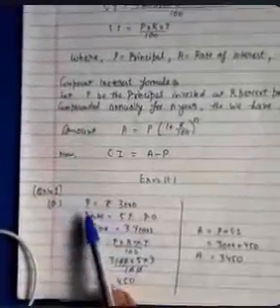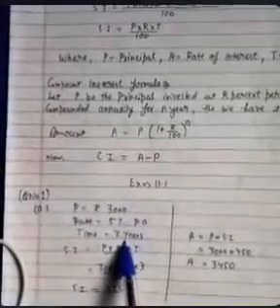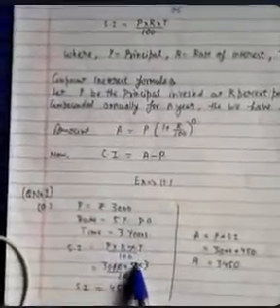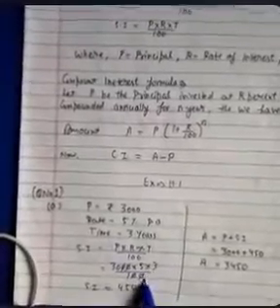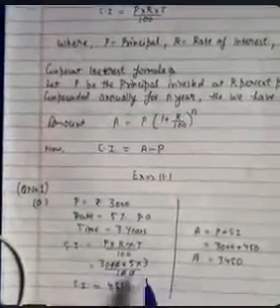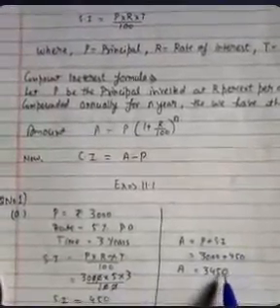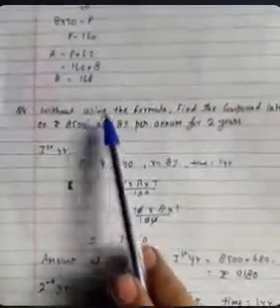Exercise 11.1. Question number 1. Principal given is rupees 3000, rate 5%, time 3 years. Now the formula of SI is equal to PRT upon 100, putting the values of P, R and T. 3000 into 5 into 3 upon 100. 0s cancel, 30 multiply 5 multiply 3 is equal to 450. Now amount is equal to principal plus SI. 3000 plus 450 is equal to 3450.